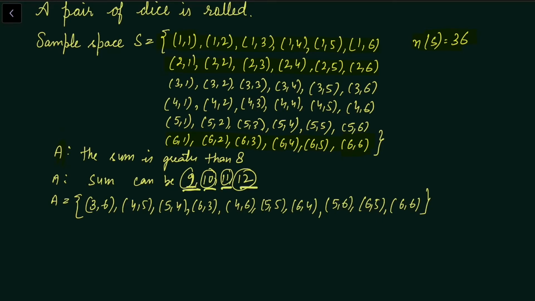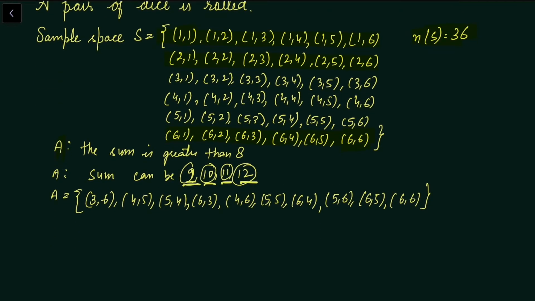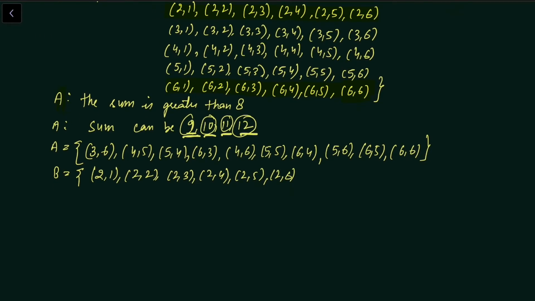Now describe the second event, which is 2 occurs on either die. So 2 can appear on the first die or on the second die. Let us take 2 on the first die. Then on the second die we can have 1, 2, 3, 4 up to 6. Then favorable outcomes are 2 1, 2 2, 2 3, 2 4, 2 5 or 2 6. In these outcomes we have taken 2 on the first die.